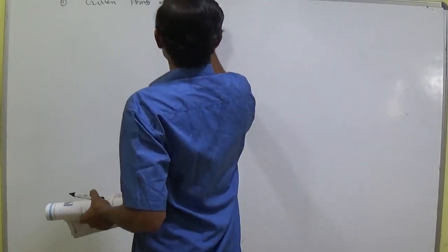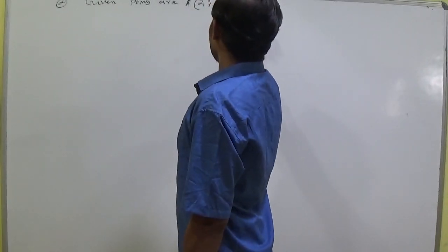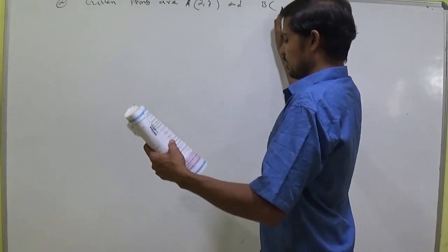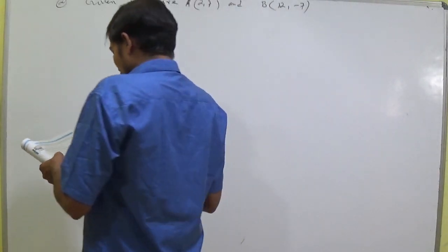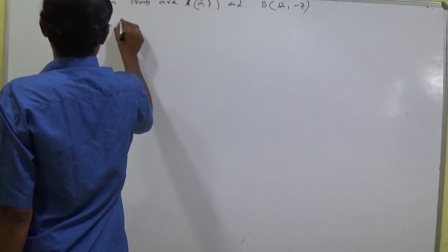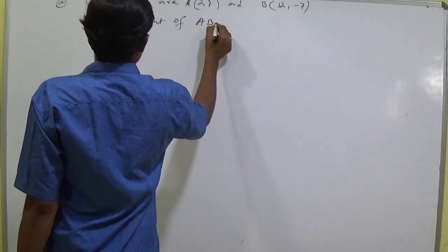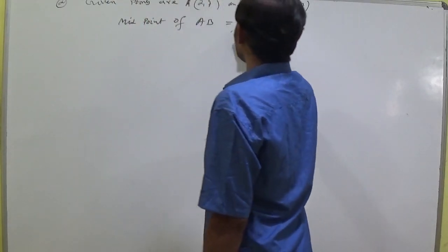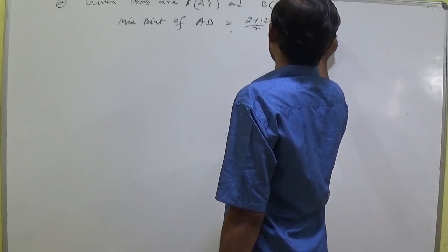Given points are A (2, 7) and B (12, -7). Then find the midpoint of the joining line segment. Midpoint of AB equals ((2 plus 12) by 2, (7 minus 7) by 2).